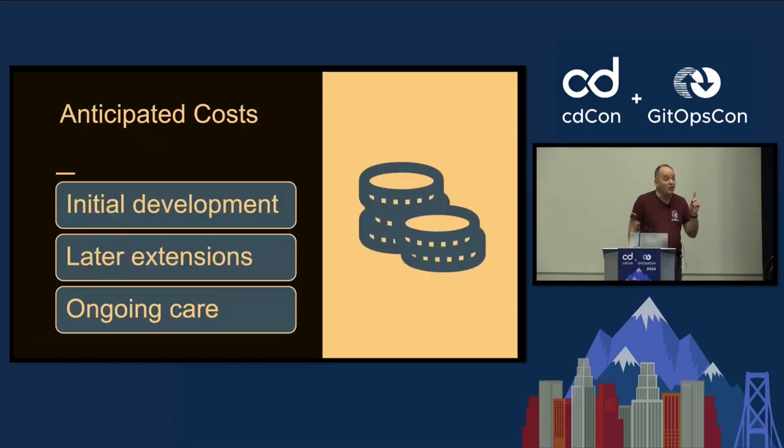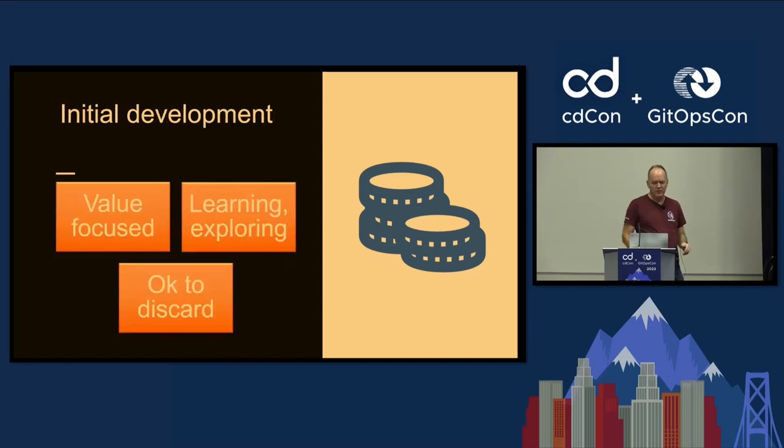So now thinking about the anticipated costs associated with software tests and software test automation, again, initial development, later extensions, and ongoing care each have cost profiles. During initial development, I'm focused more on the value I get from the test because it's telling me about the code I'm creating. It's an exploration, it's a learning thing. And at that point, I'm actually pretty comfortable discarding a test if it's not really well suited to the thing I'm testing. I'm less attached to the code at that point, oddly enough.